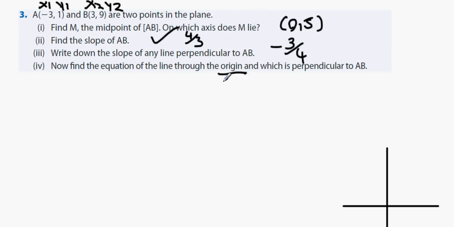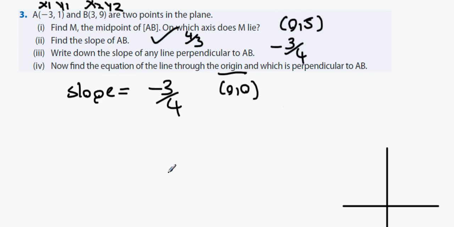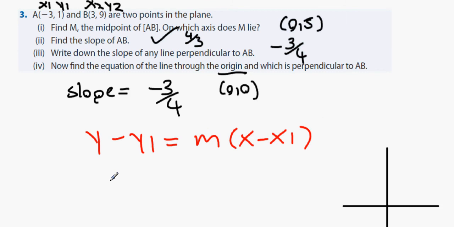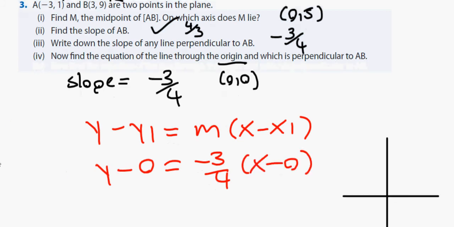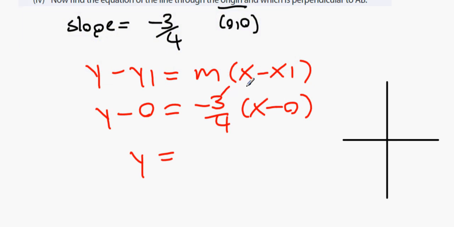Through the origin. It means 0, 0 is on this line. And what we also know about this line is that the slope is minus 3 over 4. We know the slope of AB, we know the slope perpendicular to AB, therefore we can use the equation of a line: y minus y1 equals m into x minus x1. What we can do here is y minus 0 equals minus 3 over 4 into x minus 0. Then we get y equals minus 3x over 4.